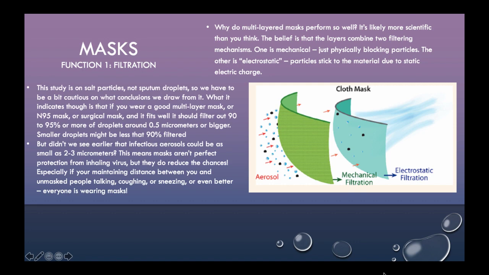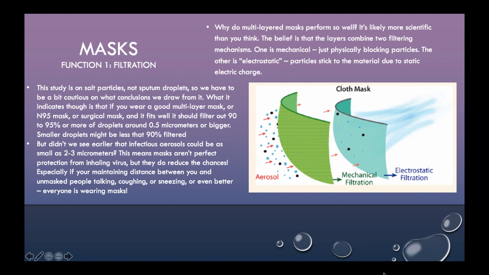This study, of course, is on salt particles, not sputum droplets, so we have to be a bit cautious on what conclusions we draw from it. What it indicates, though, is that if you wear a good multi-layer mask, or an N95 mask, or a surgical mask, and it fits well, it should filter out 90 to 95% of the droplets, around 0.5 microns or bigger.